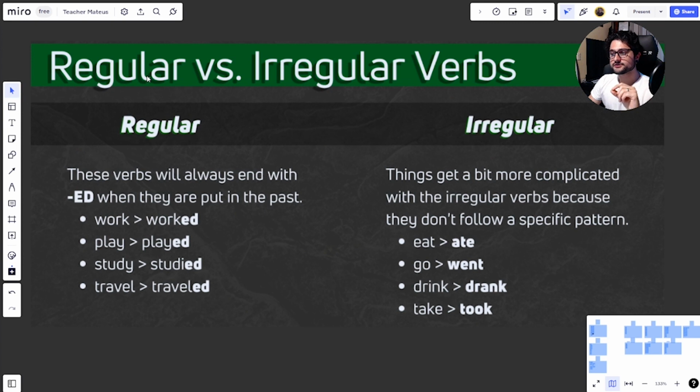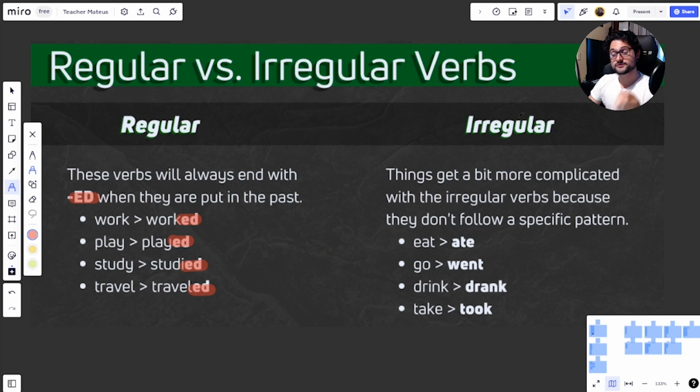Regular versus irregular verbs. By the way, guys, if you have some doubt, don't worry, return the video, watch this lesson again, and you will see that regular and irregular verbs are actually very useful and very important and not that difficult. So we have regular verbs. These verbs will always end with ed, this particle ed, when they are put in the past. So we have these verbs, work, worked, play, played, study, studied, travel, traveled. And then we perceive the pattern here, ed, right? Pretty straightforward. There we go.